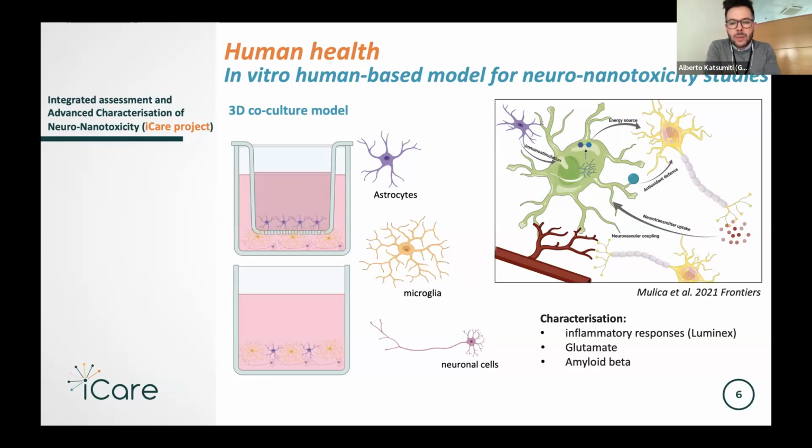With this system, what we need to do initially is to characterize the responses. We want to focus especially on inflammation. So the idea is to use, for example, Luminex to characterize a panel of immune responses in the system, but also look at production of glutamate and amyloid beta, as well as some potential specific responses in the system.